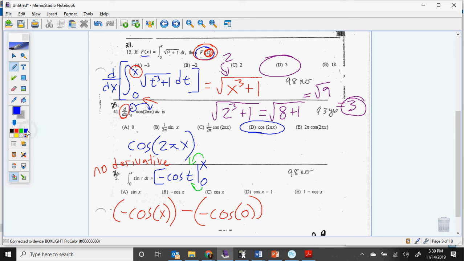Well, negative cosine of x is just negative cosine of x. Nothing much I can do with that. Cosine of 0 is 1, and minus a negative makes plus. So negative cosine plus 1. Well, I don't see a negative cosine of x plus 1, but I see a 1 minus cosine, and that's the same thing. All right.